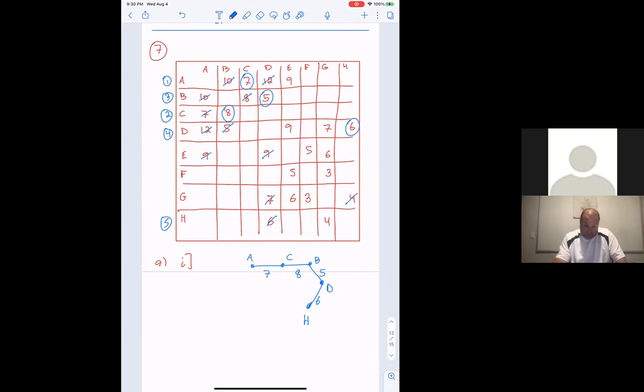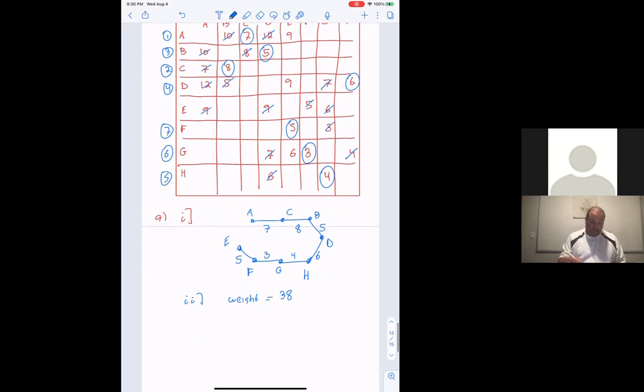H is out. That gives me a 4. H to G for 4. So G is 6. Now I have a 3. G to F for 3. And finally, the smallest number on the table is F to E, which is 5. 7, 8, 15, 20, 30, 38. Okay. The weight is equal to 38.